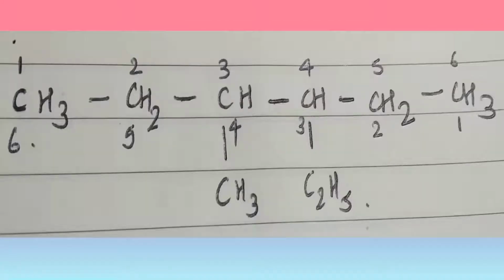So looking at this example, when we start the numbering from left to right, the first substituent, that's the CH3, appears on the C3 when we do the numbering from left to right. But when we do the numbering from right to left, the substituent that appears on the C3 carbon here is C2H5. That's the ethyl group.